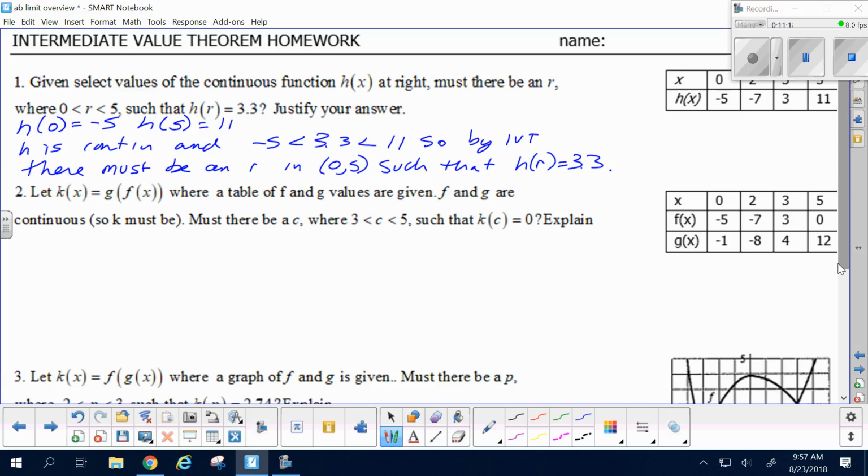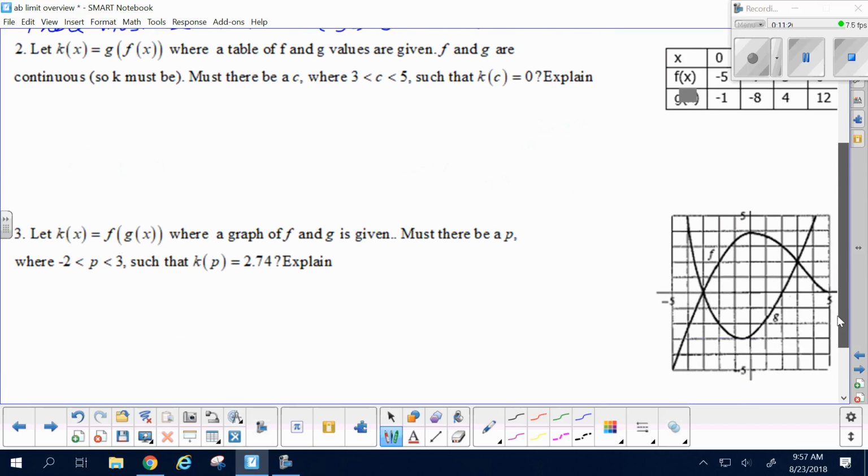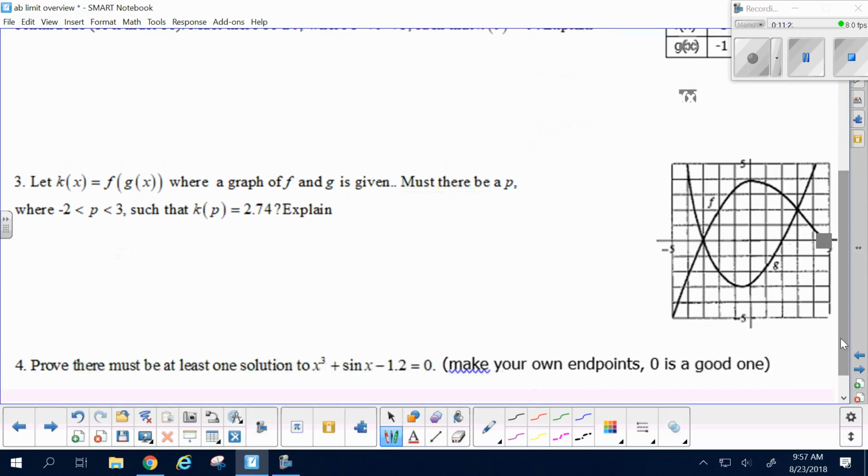Okay, 3. 3 is, instead of numerical, it's graphical. Same idea, though. f and g are both continuous. What happens if you put 2 continuous functions together? You get a continuous function. Okay, so k is continuous, and that's because f and g are. All right, there's no breaks in the graphs there. They're continuous, smooth curves, so they're at least in the window, basically. Right? Let's talk about endpoints.